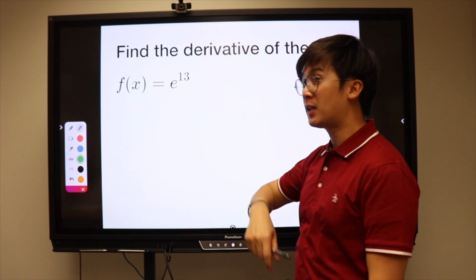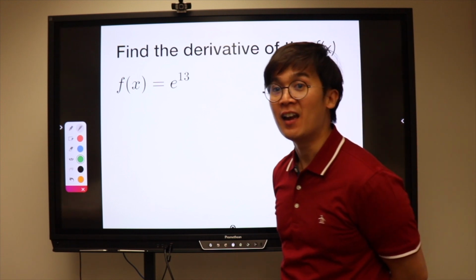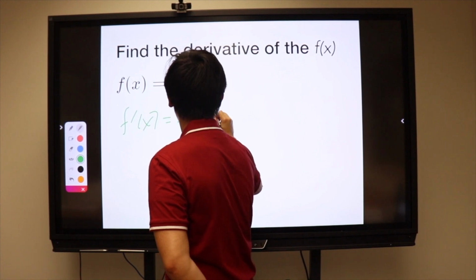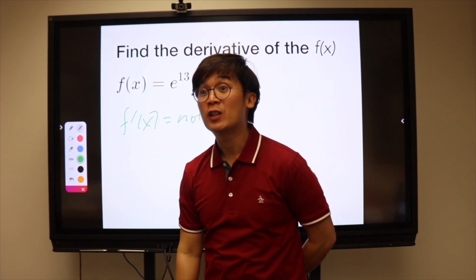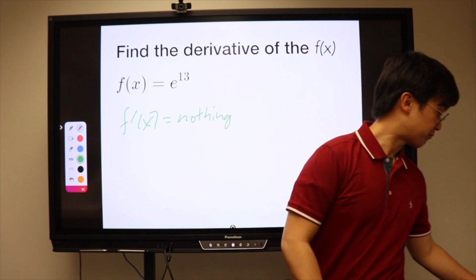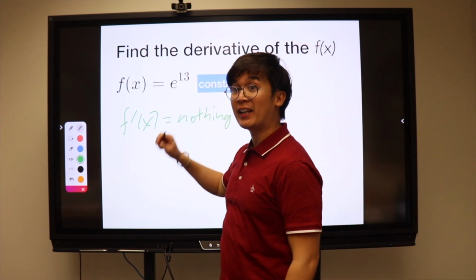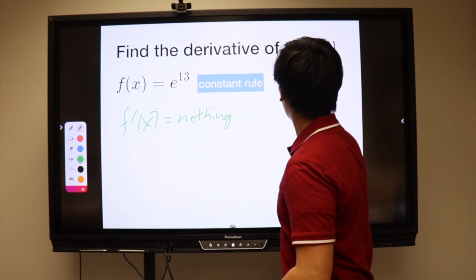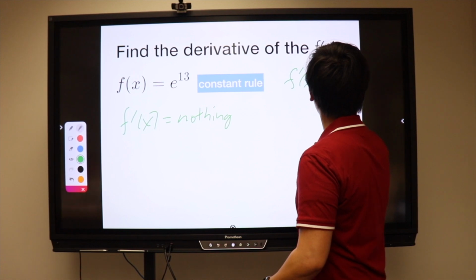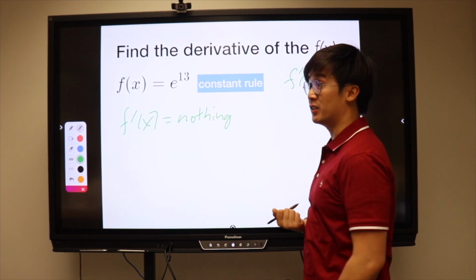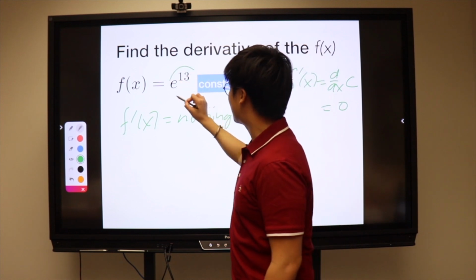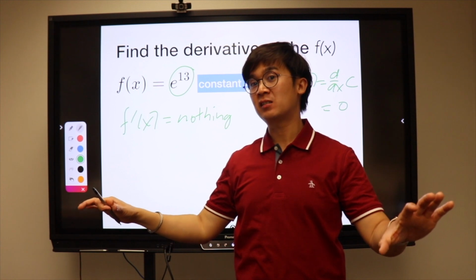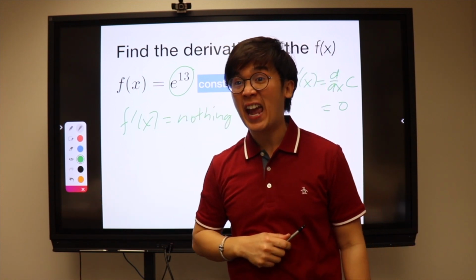Okay, give me the derivative of this. So what is it? You cannot just write nothing. F prime of x is nothing. 0. It's equal to 0. Why? Because this is a constant. E raised to 13 is equal to a constant. And the ddx of any constant is equal to 0. And this is clearly a constant. But for untrained eyes, they will think that it is e to the x.